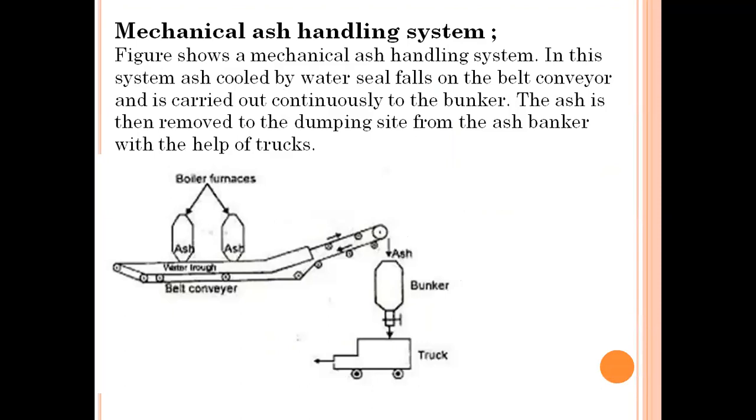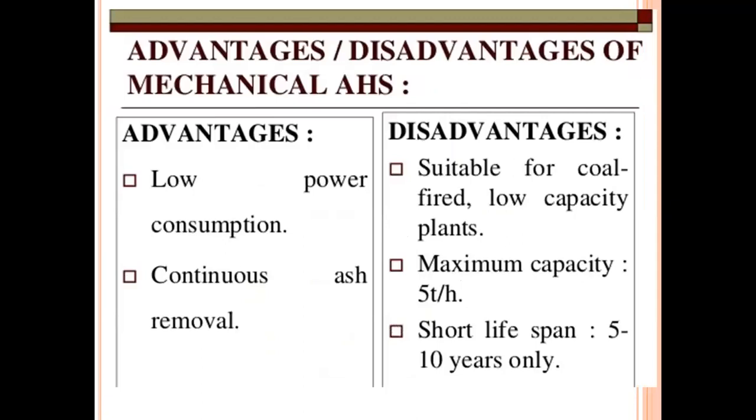Mechanical ash handling system. The figure shows a mechanical ash handling system. In this system, ash cooled by water falls on the belt conveyor and is carried out continuously to the bunker. The ash is removed to the dumping site from the ash bunker with the help of trucks. Advantages and disadvantages of mechanical ash handling: advantages are low power consumption and continuous ash removal. Disadvantages: suitable for coal fired, low capacity plants, maximum capacity limited, short lifespan, 5 to 10 years only.